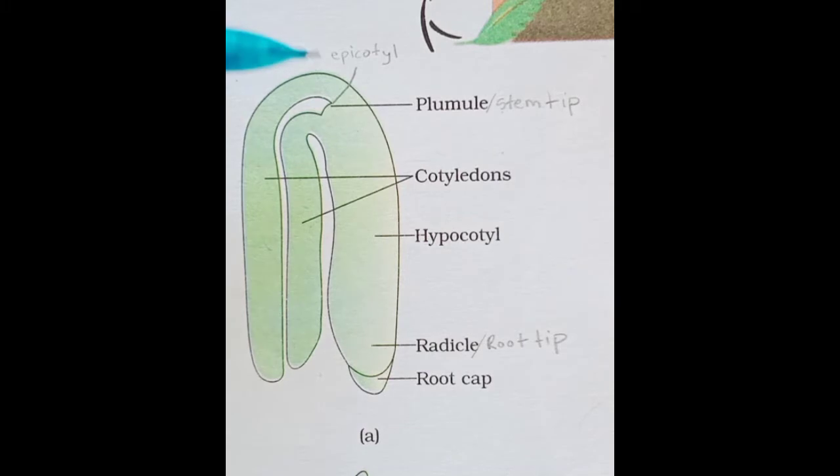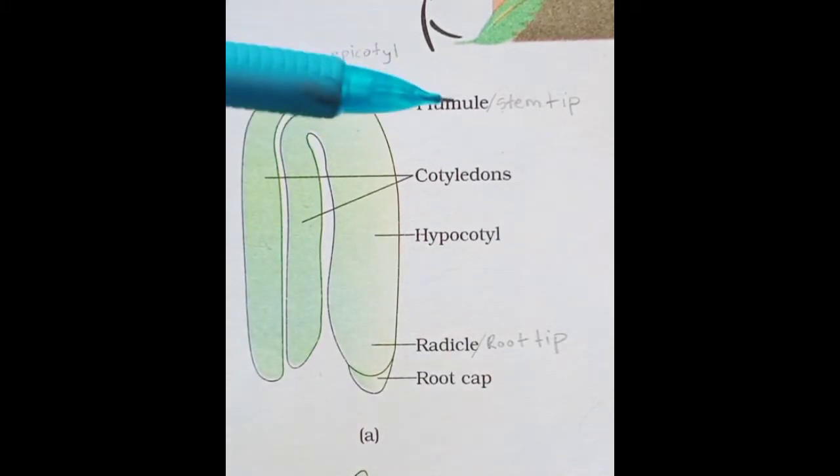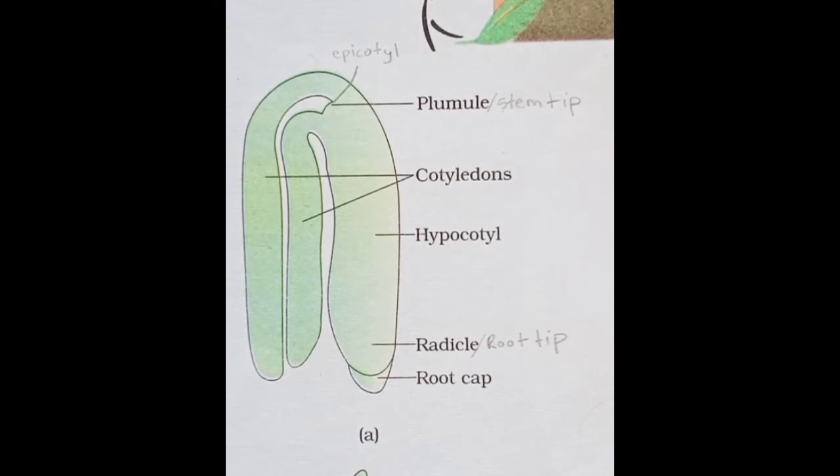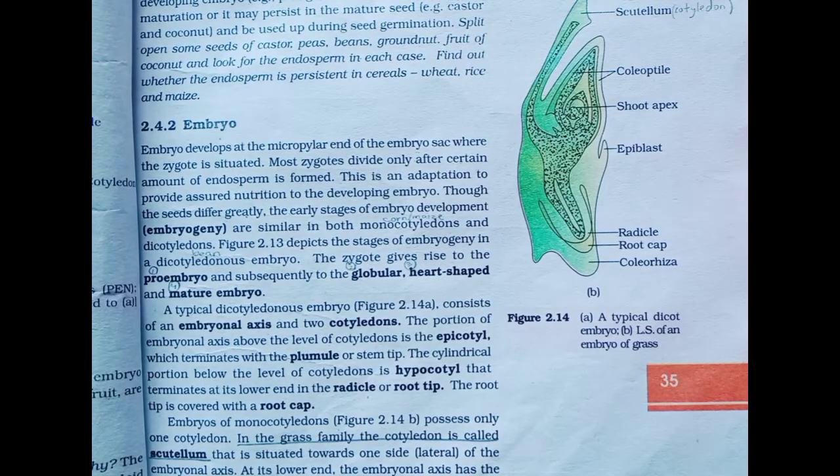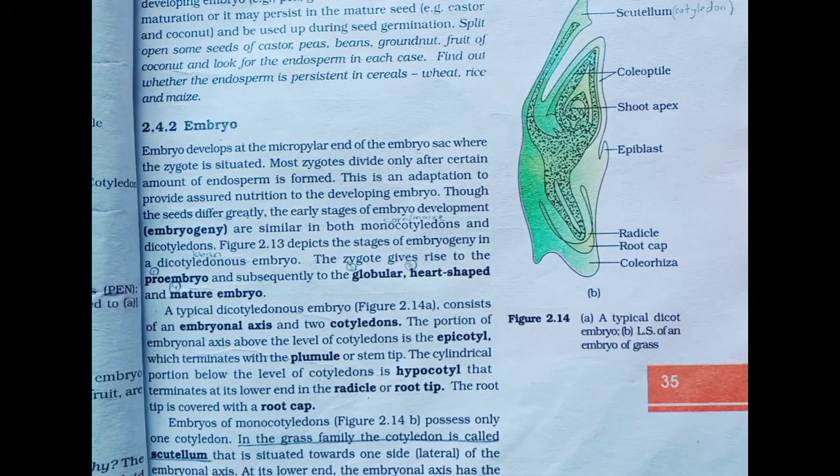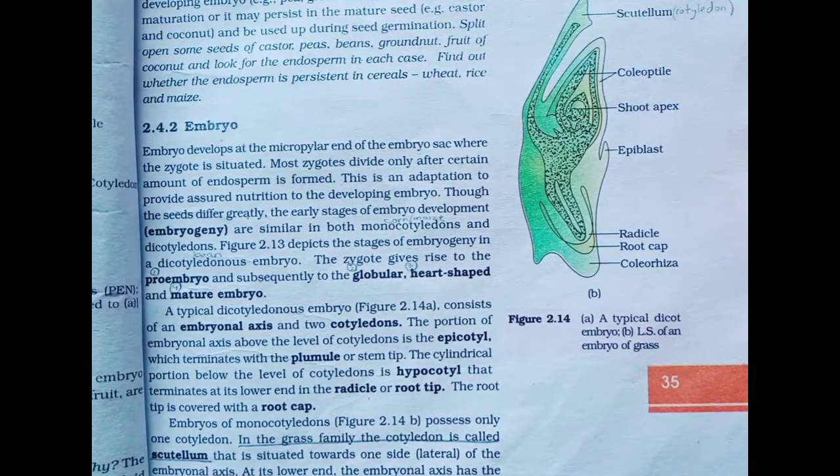And so from the name itself we can know, isn't it? So the plumule is the stem tip, so it will give rise to the stem, and the radicle, which is the root tip, will give rise to roots. So just remember it in this way. Embryos of monocotyledons possess only one cotyledon. So we can know from the name itself, mono means one, cotyledon means the cotyledon, right? So one cotyledon. So embryos of monocotyledons possess only one cotyledon.